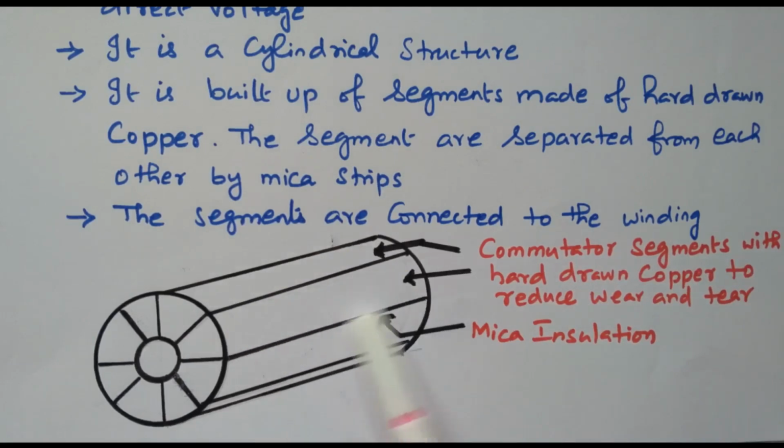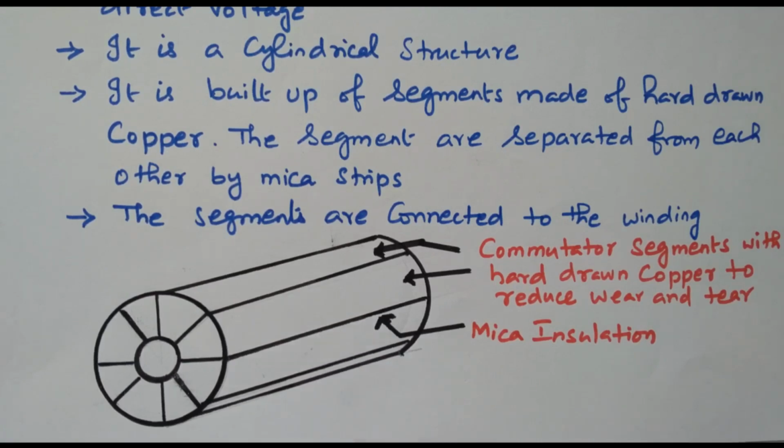So these are copper segments, and these lines are nothing but mica insulation. Each and every segment is insulated by the mica. There is no connection, there is no short circuit. Right. So if, suppose, 12 poles are available, there will be 12 segments available. Each and every pole's supply is given separately from its segment. Right. And it is also insulated by the mica insulation.